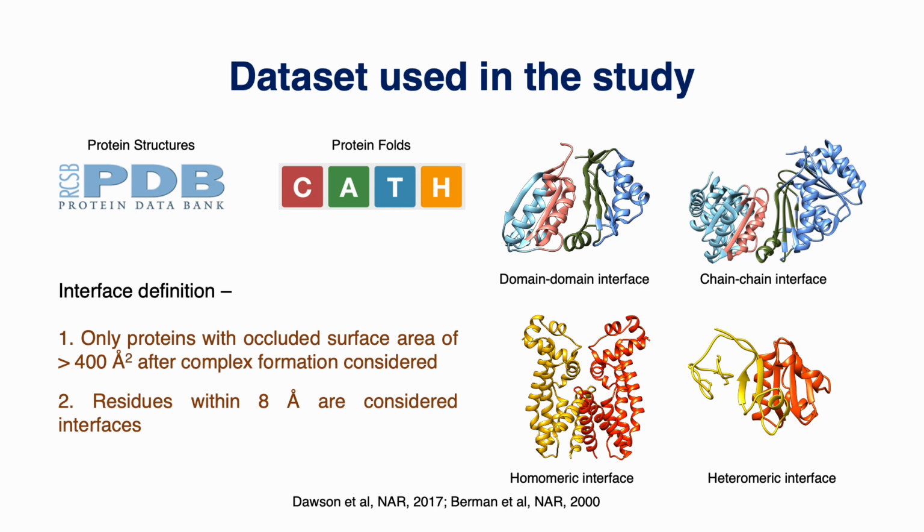and heteromeric is the one where the two chains belong to different folds. For our interfaces, we only considered cases where the change in accessible surface area after complex formation was greater than 400 angstrom square. This was to ensure that we do not have any crystal artifacts in our dataset. We ensured that the distance between the residues of two different chains or two different domains was at most 8 angstrom from each other. So our interface definition had a cutoff of 8 angstroms for interface residues.